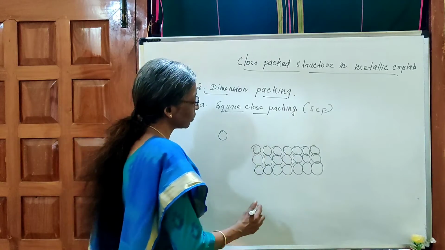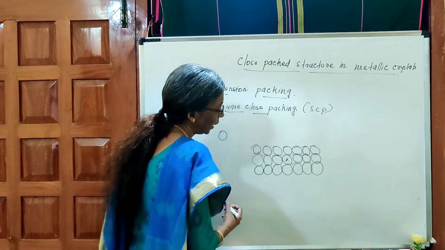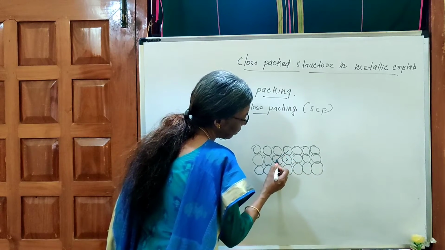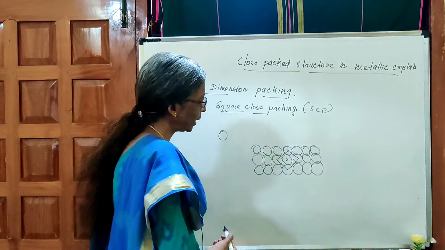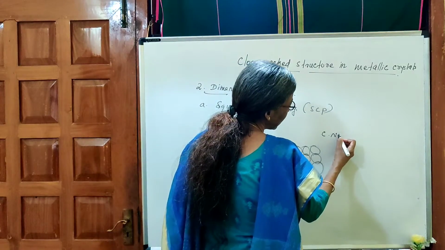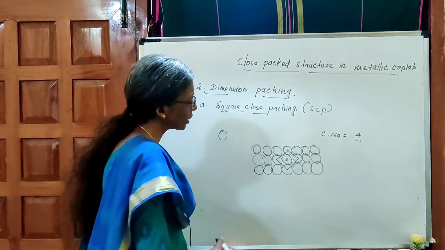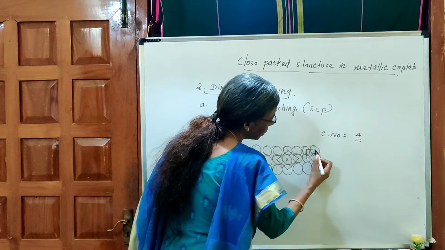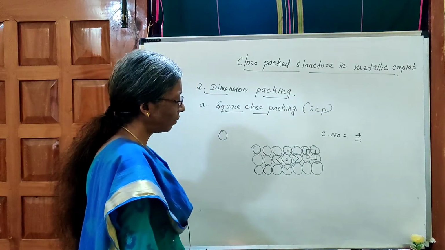But you take any one sphere. Suppose you are taking this sphere, then suppose you draw the square. If you draw like this, 1, 2, 3, 4, it gives a square shape. So what is the coordination number here? Coordination number is equal to 4 here. Or you see here, 1, 2, 3, 4.